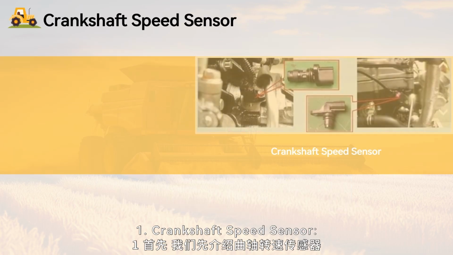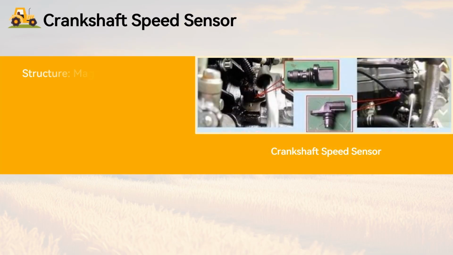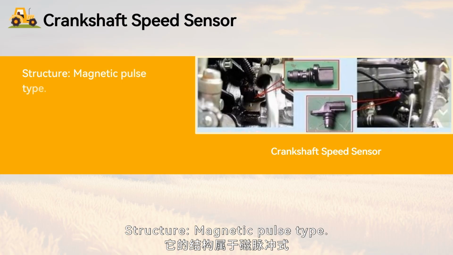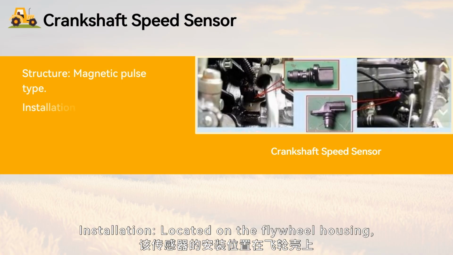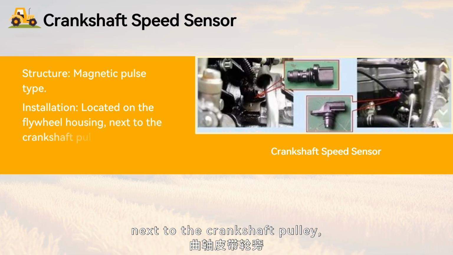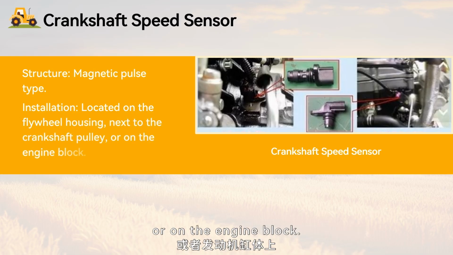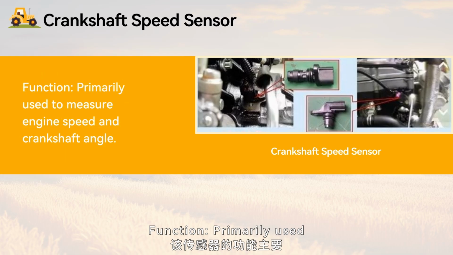1. Crankshaft speed sensor. Structure: magnetic pulse type. Installation: located on the flywheel housing, next to the crankshaft pulley, or on the engine block. Function: primarily used to measure engine speed and crankshaft angle.